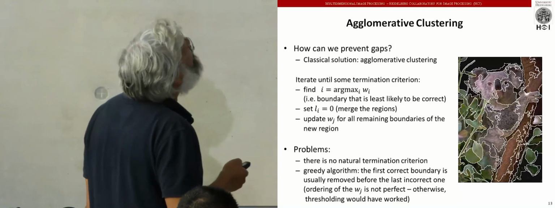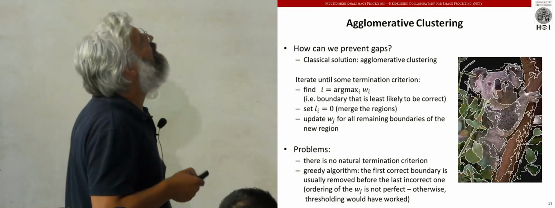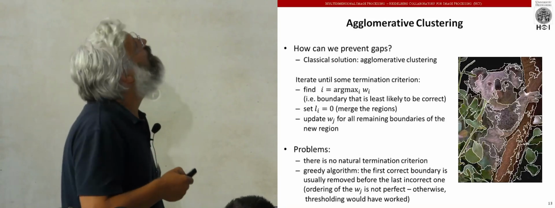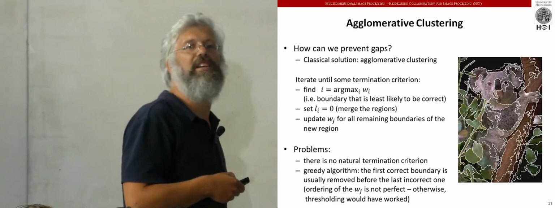So another classical solution to this problem is to use agglomerative clustering. So the goal is to prevent gaps, and agglomerative clustering prevents these gaps by design.